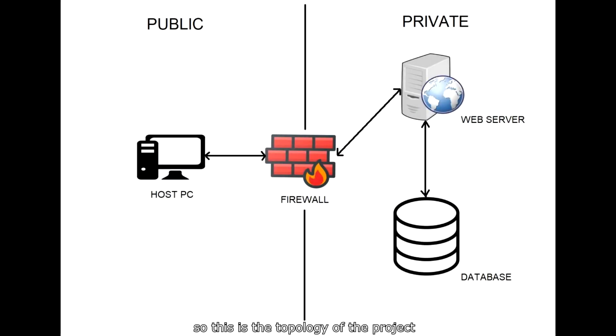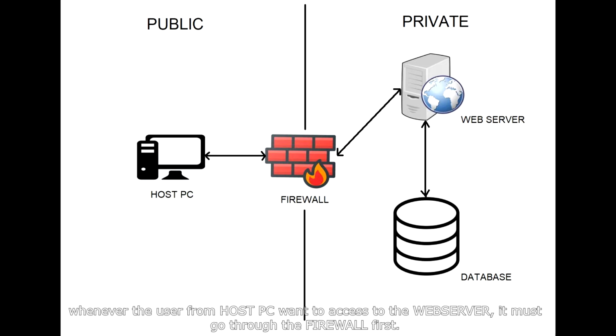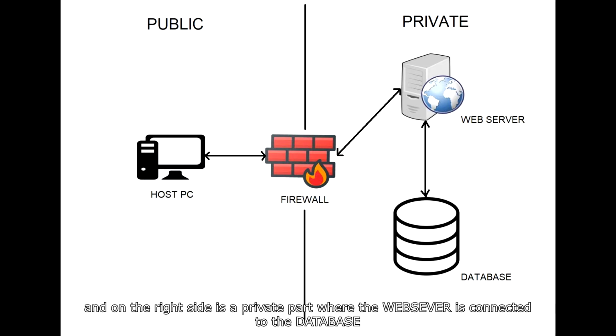So this is a topology of the project. On the left side is a host PC which is on public. In the middle between the public and private part is a firewall. Whenever the user from host PC wants to access the web server, it must go through the firewall, and the right side of the private part is where the web server is connected to the database.